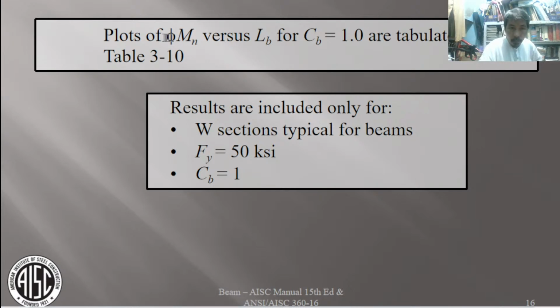So plots of phi Mn versus LB for CB equal to 1 are tabulated in Table 3-10. Results are included only for W sections, typical for beams, Fy equal to 50, CB equal to 1. That is a very basic type of tabulation, no? Table 3-10.